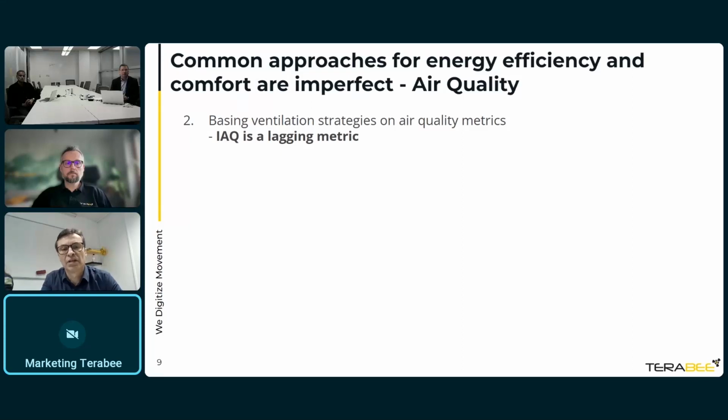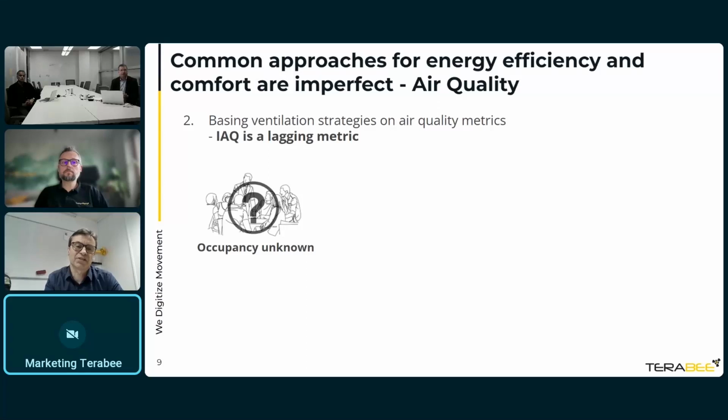Another approach that's often used to monitor and manage energy performance in buildings uses air quality, in particular for ventilation of buildings. But indoor air quality has a drawback in that it is a lagging metric, meaning that it is after the fact. So this really only enables a reactive energy strategy as opposed to a proactive one.